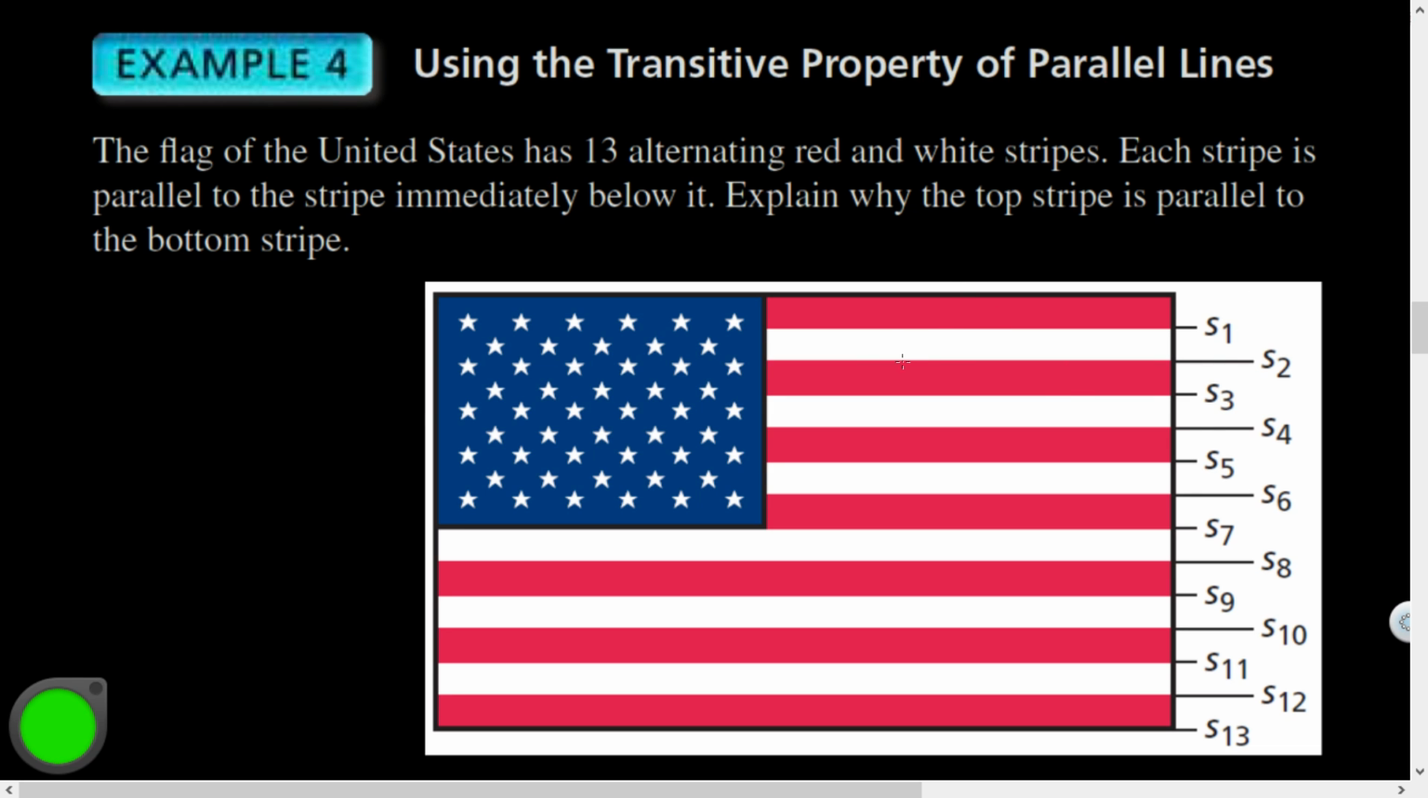Wow. Well, anyways, we have no need to divide our nation over such a significant geometric issue as this. We can all agree that geometry is the most important thing to all of us. And therefore, we'll just move forward with this problem as intended. It says each stripe is parallel to the stripe immediately below it. I believe it. Okay. Explain why the top stripe is parallel to the bottom stripe.